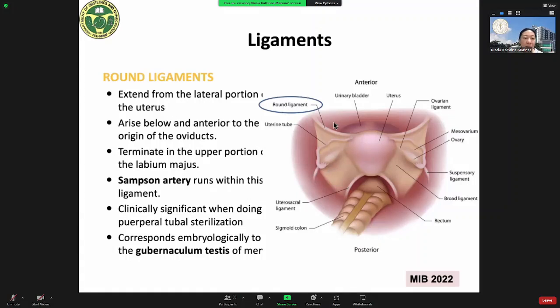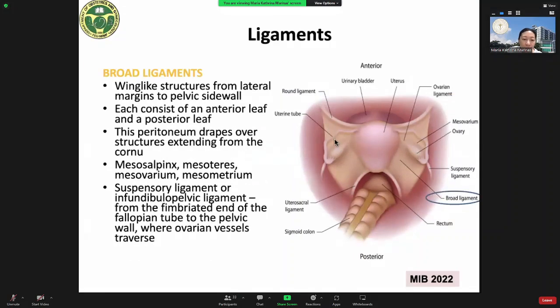The round ligament arises below and anterior to the origin of the oviducts. This is one that has to be identified during a uterine surgery. So we call it R, the round ligament, T, the tube, and the ovary. So that is its placement: R, round ligament, the tube, and the ovary.